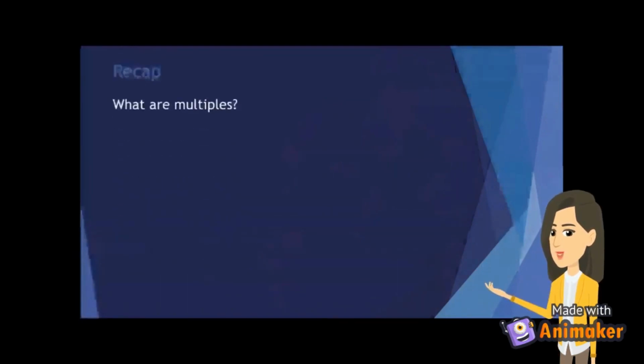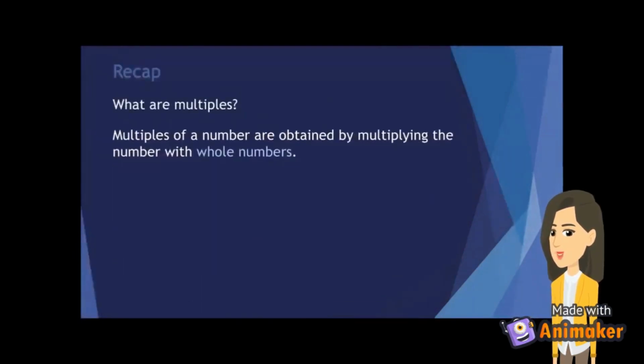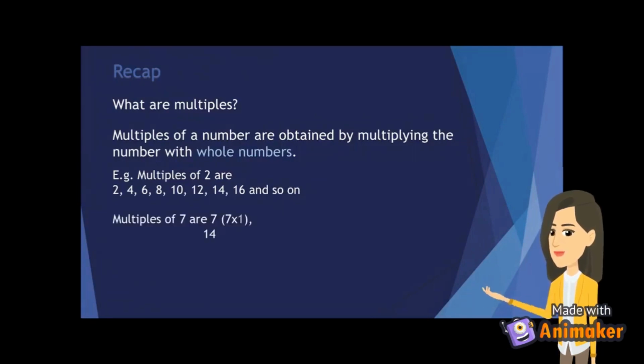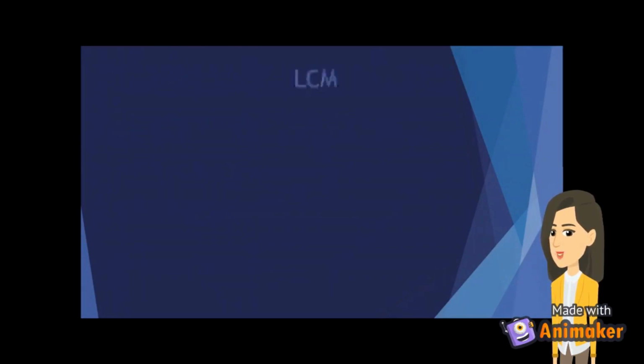What are multiples? Multiples of a number are obtained by multiplying the number with whole numbers. Whole numbers as in 1, 2, 3. So multiples of 2 would be 2, 4, 6, 8, 10, 12, 14, 16 and so on. Multiples of 7 here would be like this.